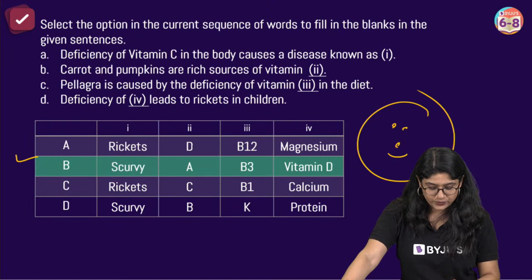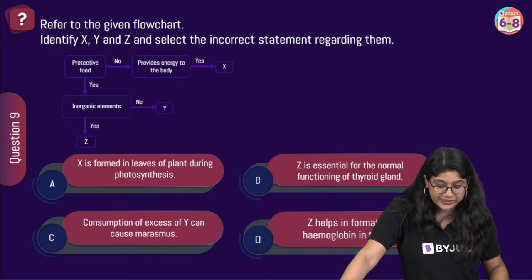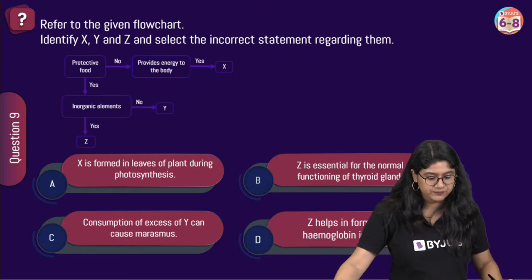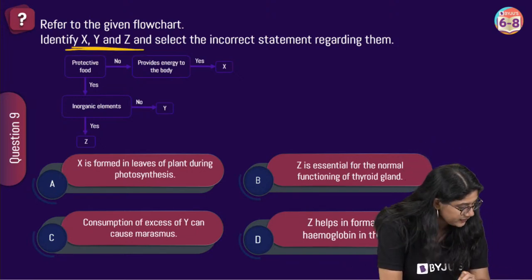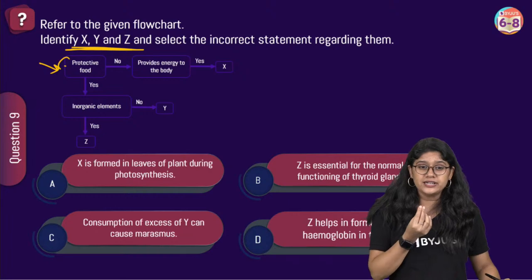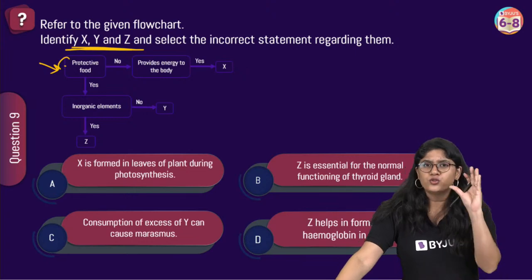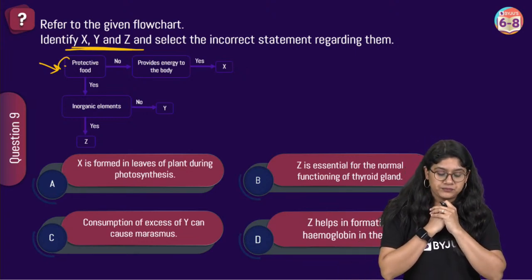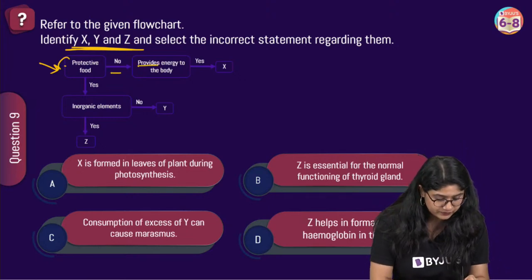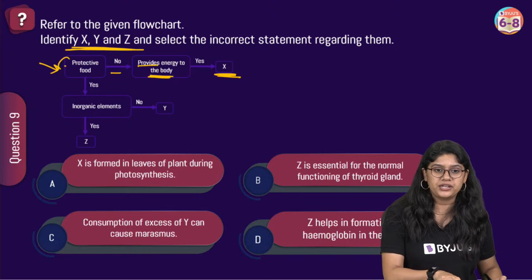Very good. Okay. Question number 9, everyone. And this is a trickier question. Can you see what we have on the screen? We have X, Y, and Z. This is protective food. Here we are talking about food. The question is protective food, a food that gives protection to our body, right? If it's not, it provides energy. It could be X. So X food is providing energy to our body.